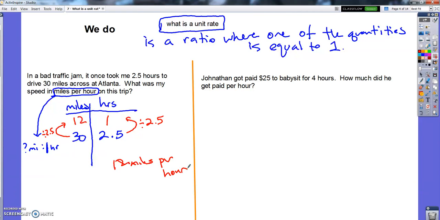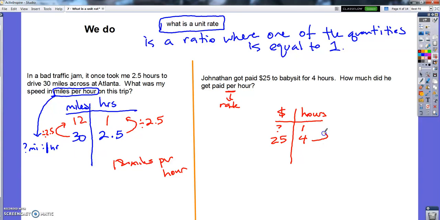Let's do a money one as well, because that's the other most common unit rate. Jonathan got paid $25 to babysit 4 hours. How much did he get paid per hour? So I know he got $25 for 4 hours. So my question is, how much did he get paid for each hour, for 1 hour?